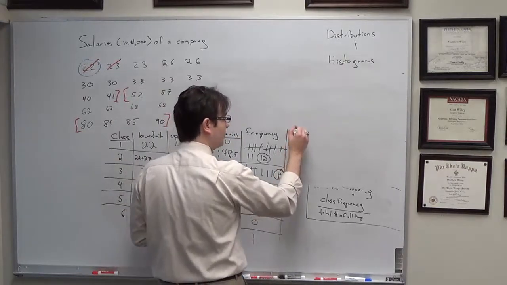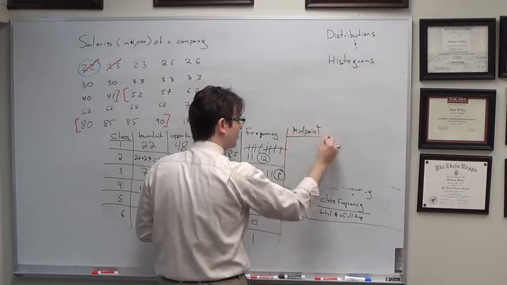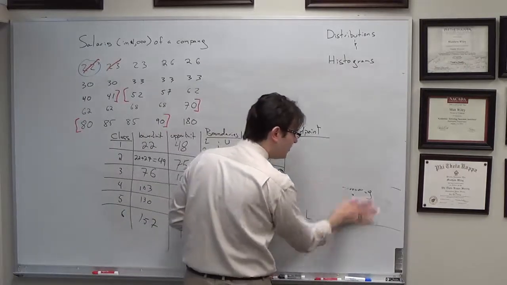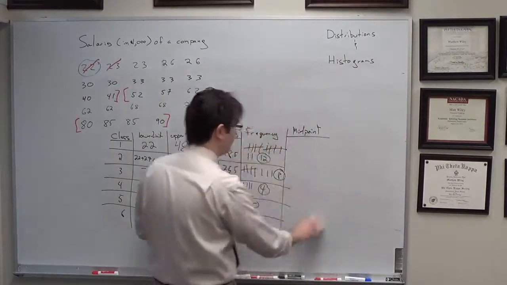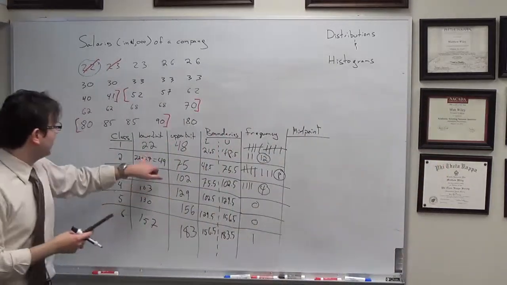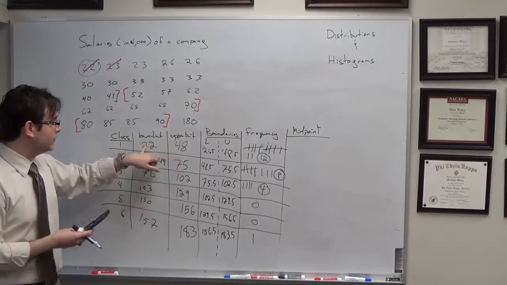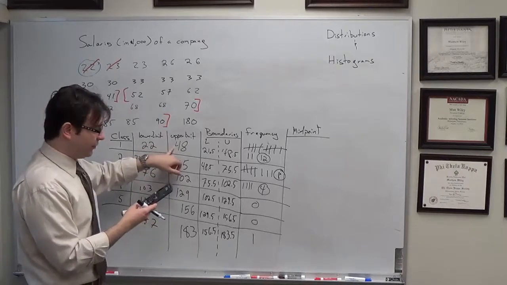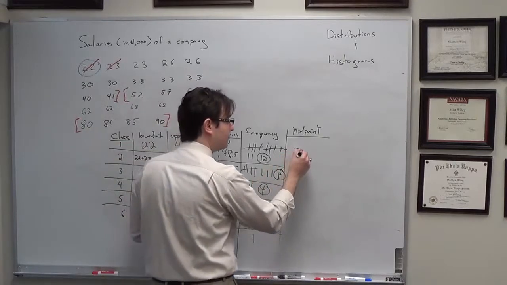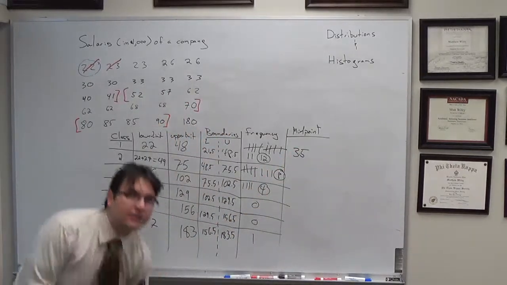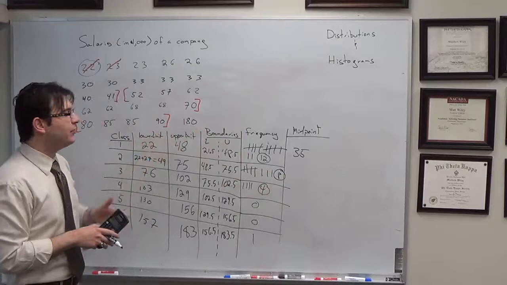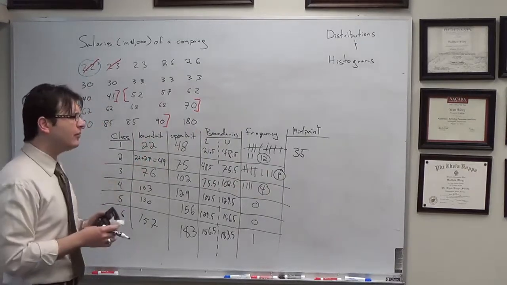Class midpoint. The midpoint is a good solid number to describe any particular class. Go ahead and get rid of this class frequency as well. We'll calculate that out in a second here. Alright, class midpoint. You take the lower limit plus the upper limit and divide by 2. So I take 22 plus 48 and divide that 70 by 2. And I get 35. Class midpoint is a really nice number to have because it gives you one single number to describe this group of people. Kind of like almost an average salary. Not really, but kind of.